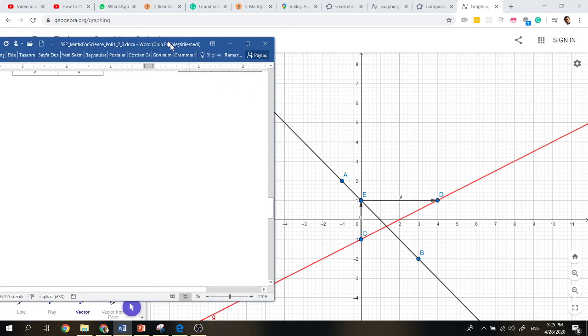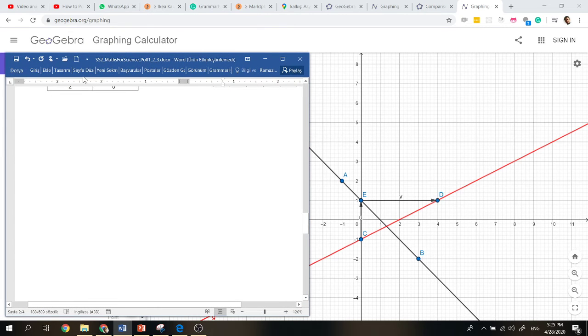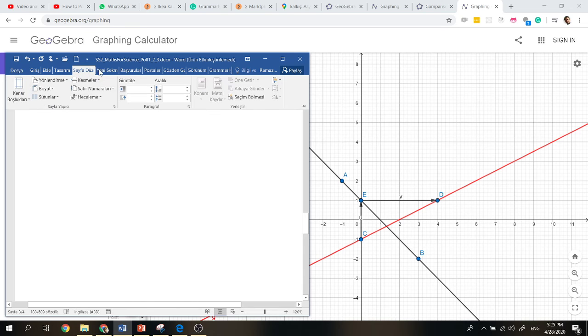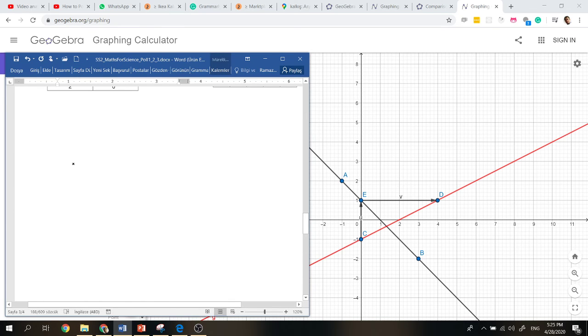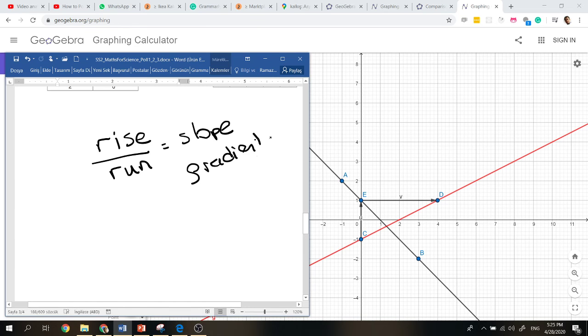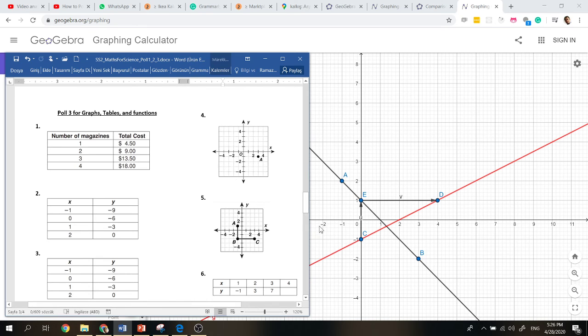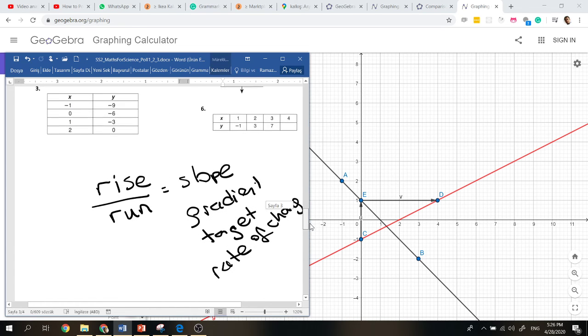Let's look at the first one. Now, don't forget, what does the slope mean? Slope means rise over run. Don't forget, rise over run. This means slope, this means gradient, this means tangent, this means rate of change. Don't forget, all of these have the same meaning.